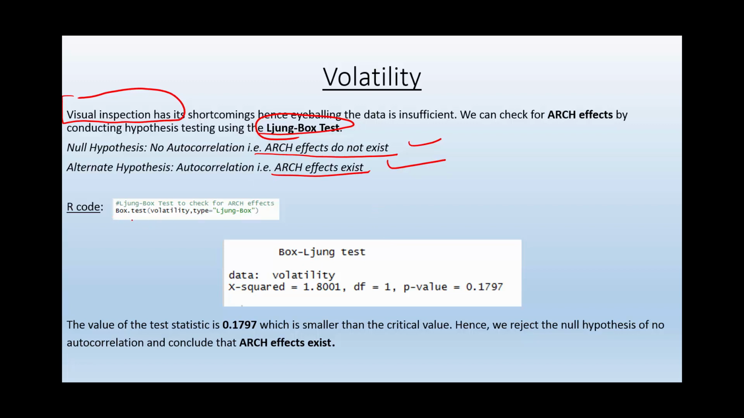So you just use this code, SAS syntax, to do the Ljung-Box test. Look at the p-values. It is greater than 0.17. So which one will you accept? You'll accept the null hypothesis, right? ARCH effect does not exist. Is it so? No. The value of the test statistic is 0.1, which is smaller than the critical value. Is it smaller than the critical value? Hence, we reject the null hypothesis and no correlations.